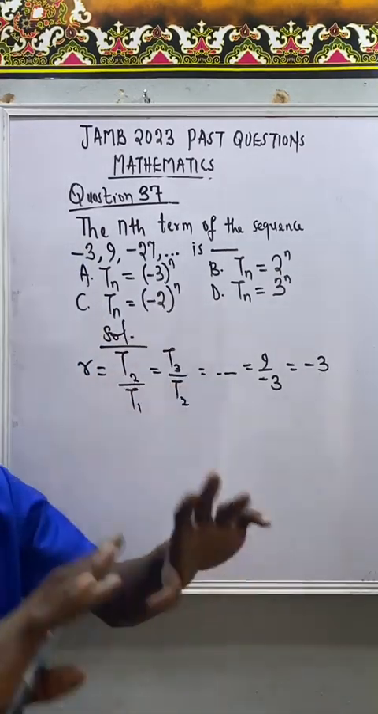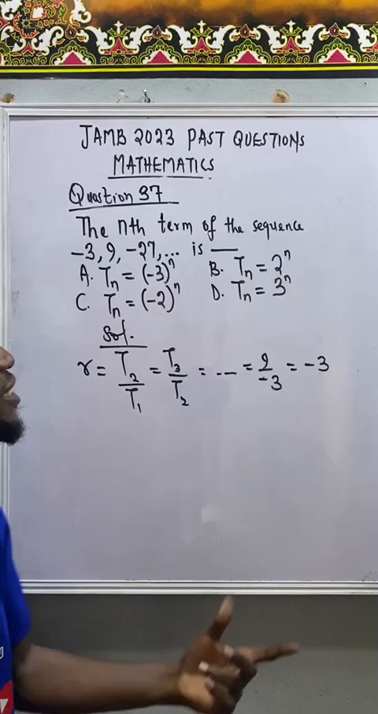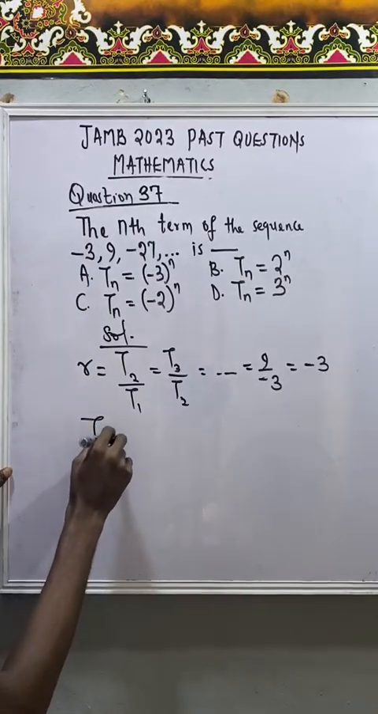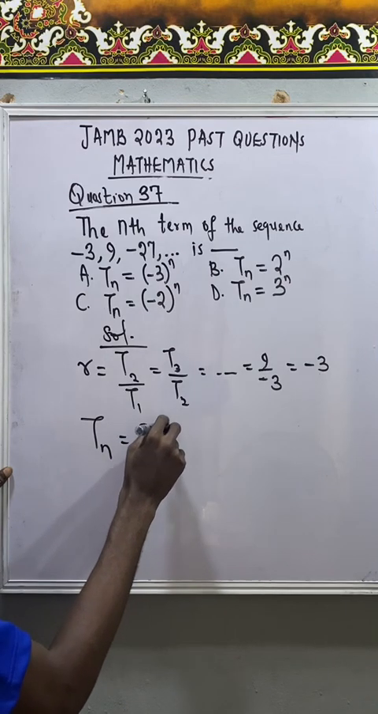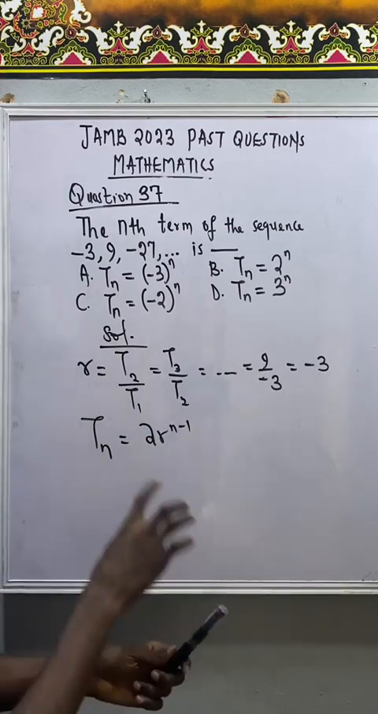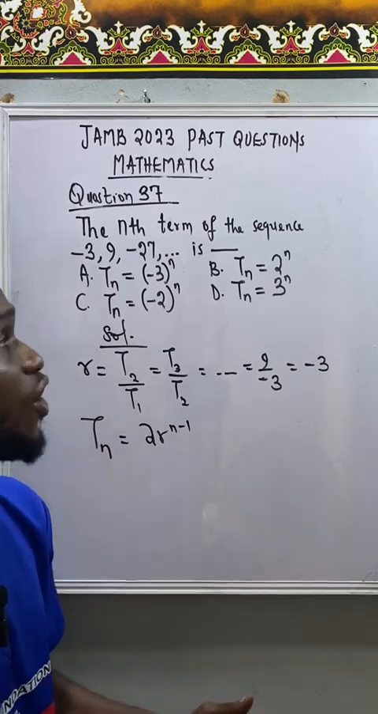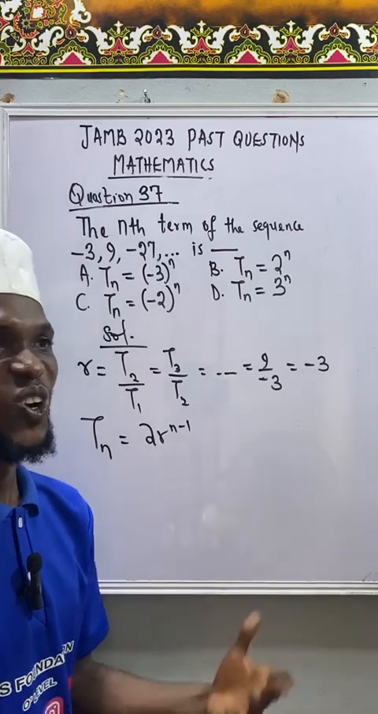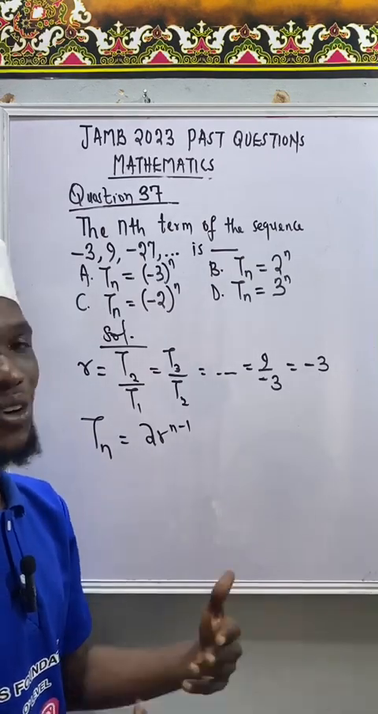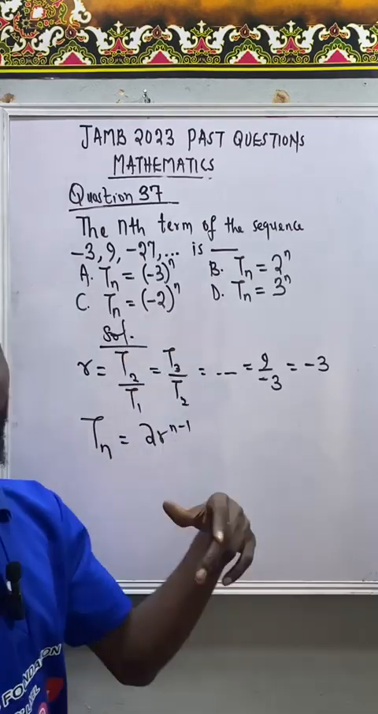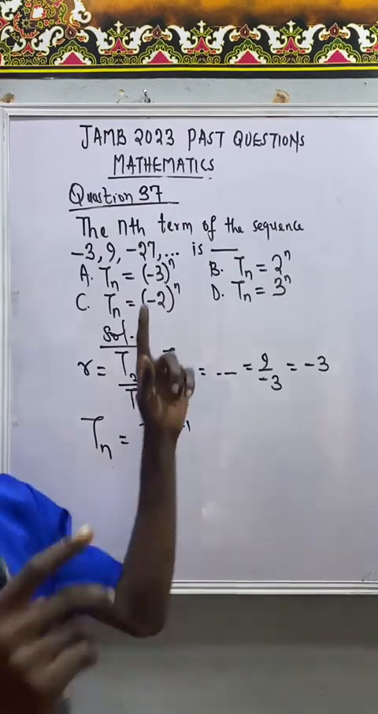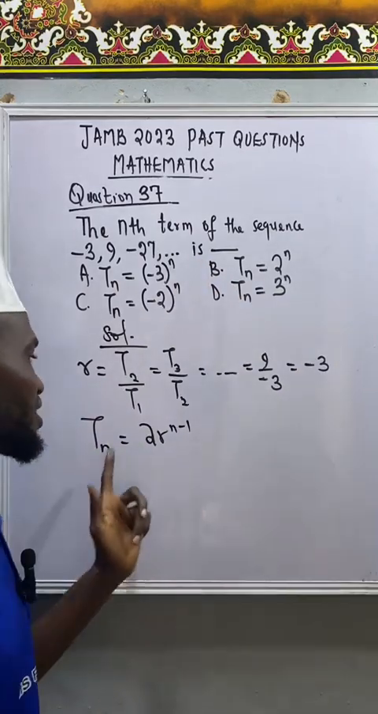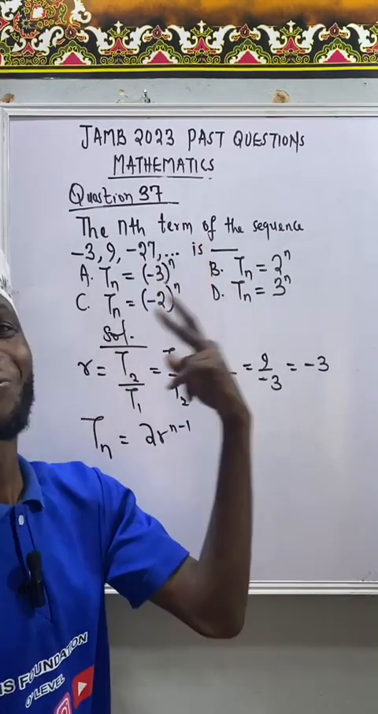Now, they ask for the general term, which is also known as the nth term or the last term. T sub n equals A R raised to power n minus 1. This is the general term of a geometric progression. We call it the nth term, or the last term in some cases. But in this case, the sequence does not end, so this cannot be the last term. This is an infinite sequence.